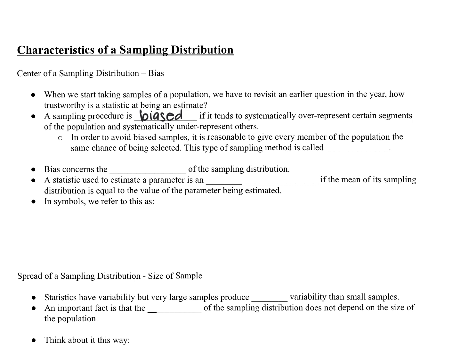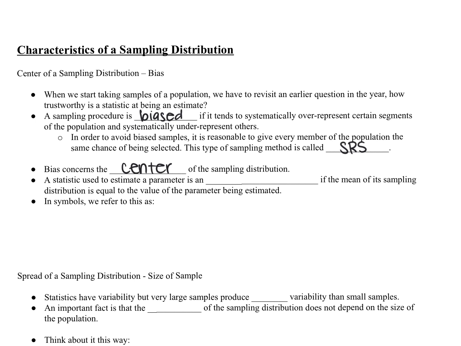In order to avoid biased samples, we want to give every member of the population the same chance of being selected. So we're going to use an SRS for pretty much every type of sampling distribution we're going to look at from here on out. We're going to want an SRS. That way we limit the bias as much as possible. Bias affects the center of our sampling distribution.